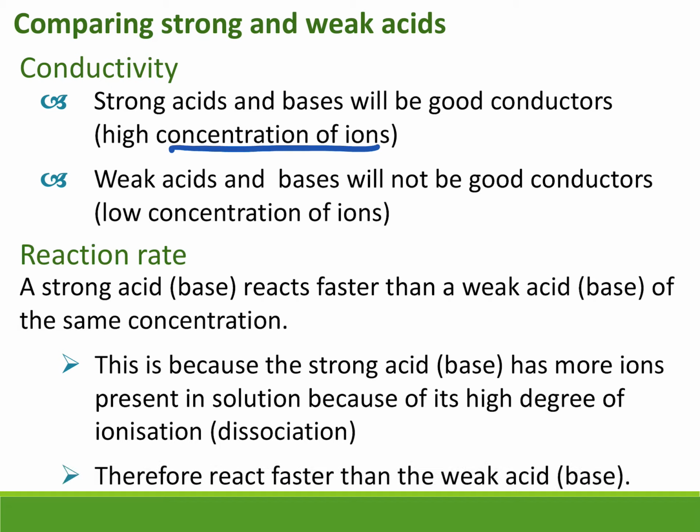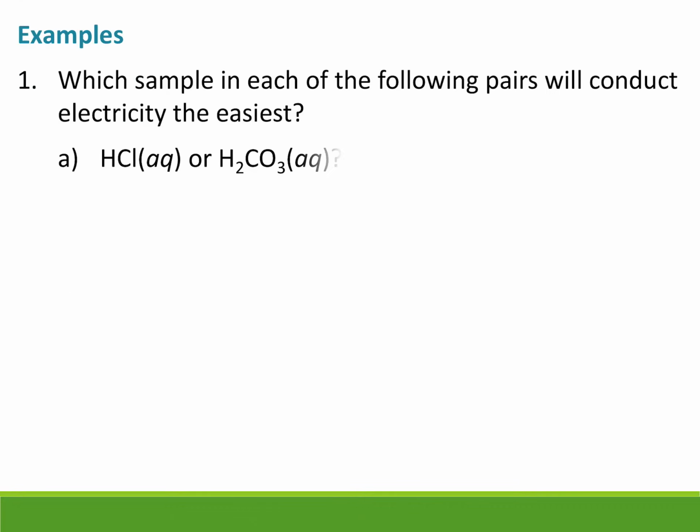Okay, so now if we look at a quick example, they say here, which sample in each of the following pairs will conduct electricity the easiest? What they're actually asking for here is which one is the stronger acid or base. So here we have HCl and H2CO3, carbonic acid. When we look at it, it's going to be HCl. It is a stronger acid. Now we have calcium hydroxide and sodium hydroxide. For this one, sodium hydroxide, absolutely, because it is a much stronger base. Okay, it's a very strong base.